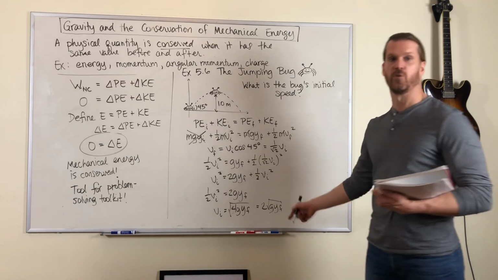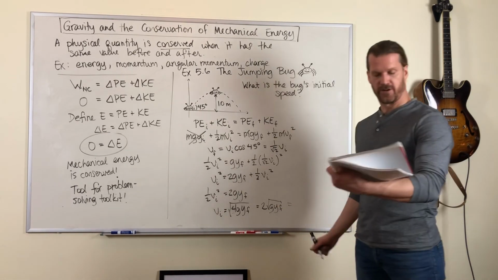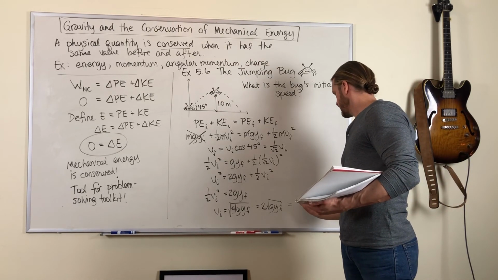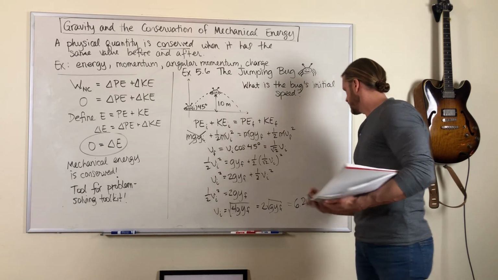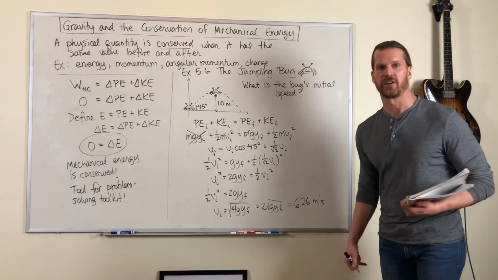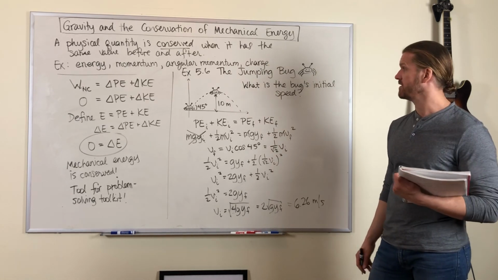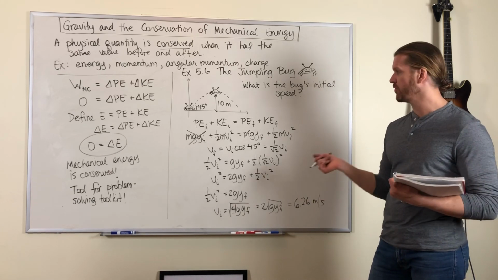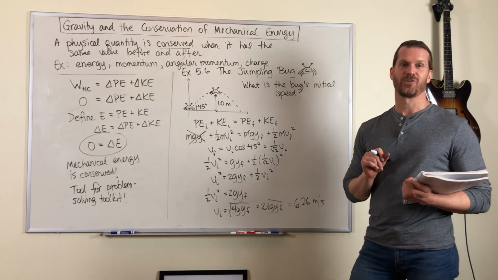g is 9.8, we know y final is 1. And when you plug in the numbers, you find that that bug launched itself with an initial speed of 6.26 meters per second. So here's a problem that we can analyze using conservation of energy, along with a little bit of extra knowledge that we have acquired along the way.